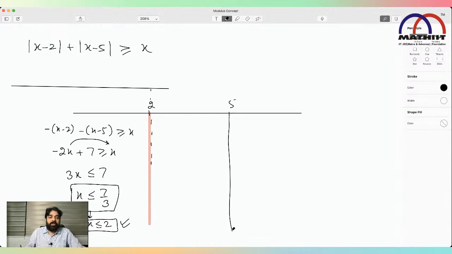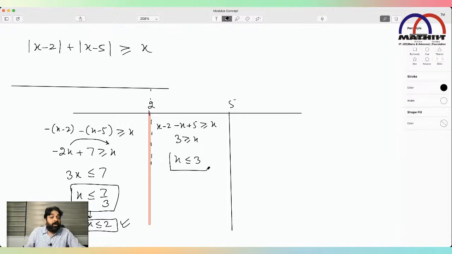Now come to this portion and try to check here. After 2, but before 5. After 2, this will be positive, so x minus 2. And this will still be negative, minus x plus 5, greater than or equal to x. So now from here, this x and this x will get cancelled. Minus 2 plus 5 is 3. 3 greater than or equal to x. What do you mean to say? x less than or equal to 3.